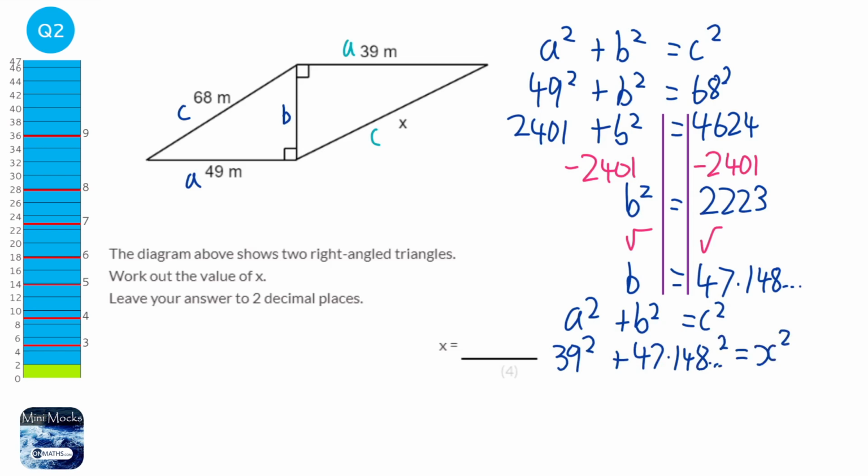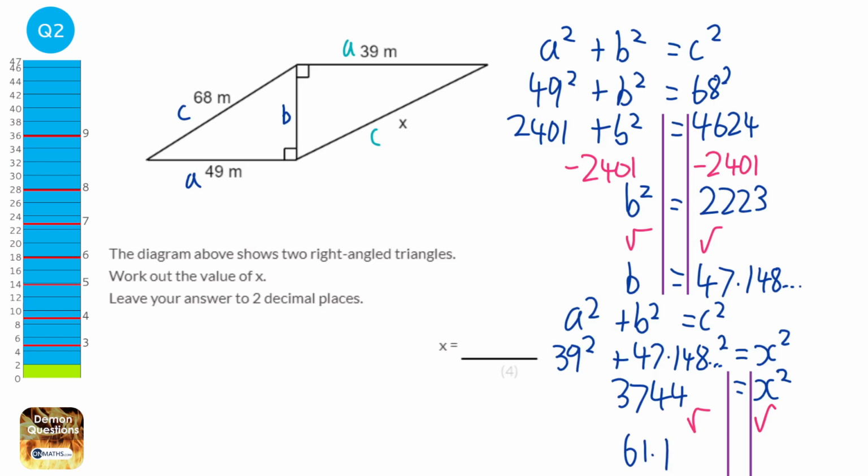So we do 39 squared plus 47.148 squared, and that will be 3,744 equal to x squared, and we'll just get our lines in because we need to square root both sides, and we get 61.188 blah blah blah is equal to x. It says it wants it to 2 decimal places, so that will be 61.19.